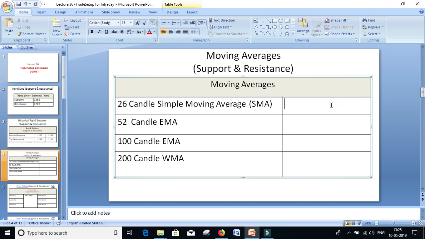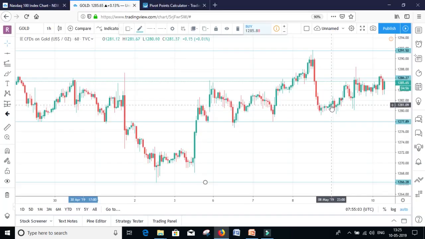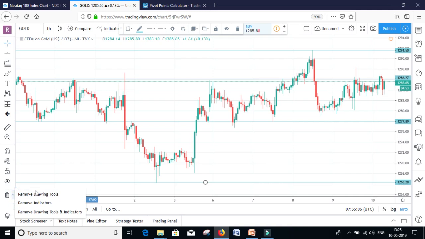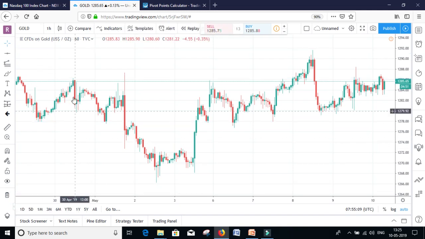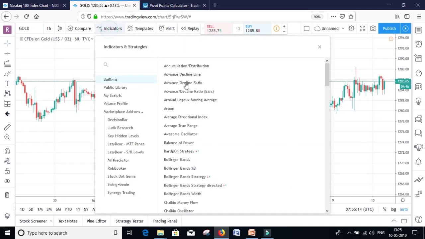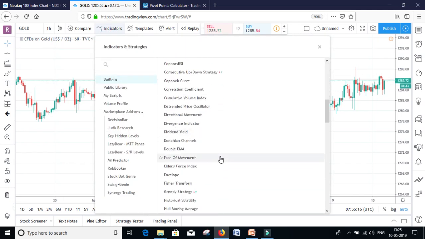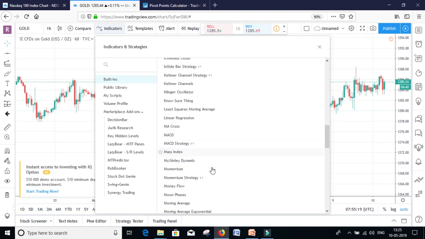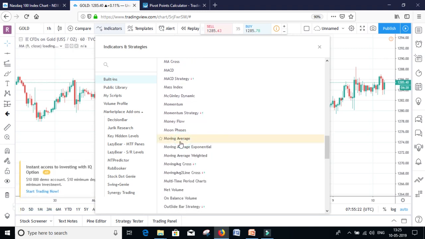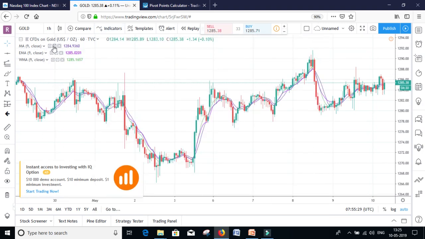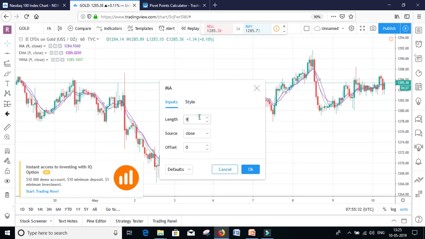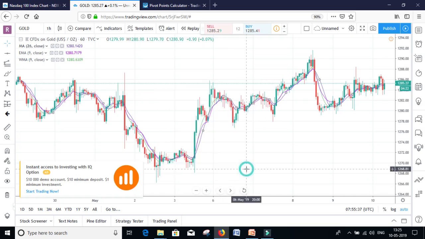First we draw the 26 candle simple moving average. So here's the chart. We just remove all drawing tools and click on indicators, and we use the moving average simple. Then we put moving average exponential, and then we calculate moving average weighted. First we calculate the moving average simple. The time frame is 26 candles, and we click OK.